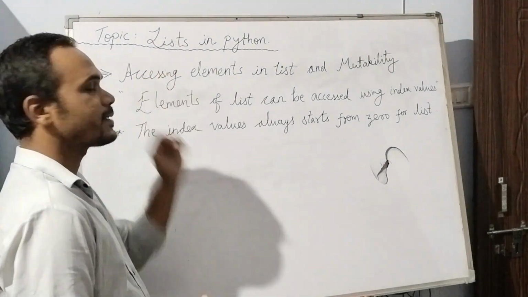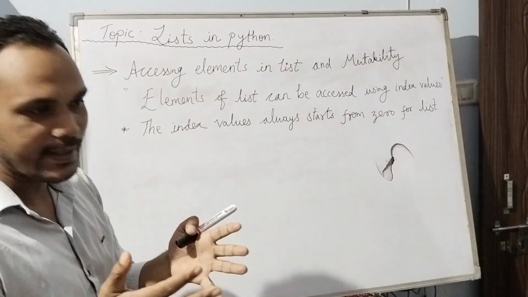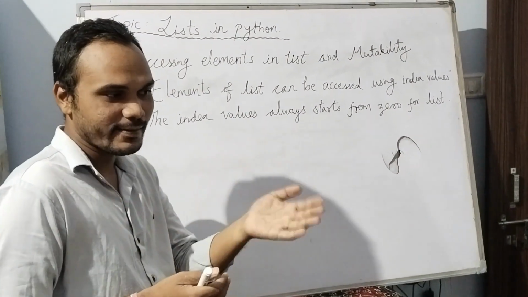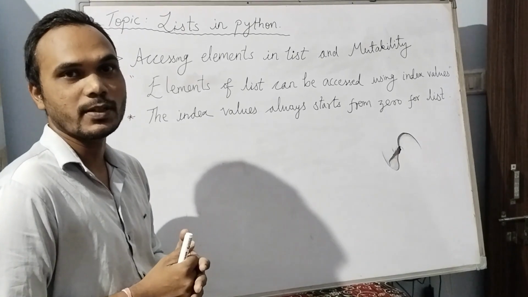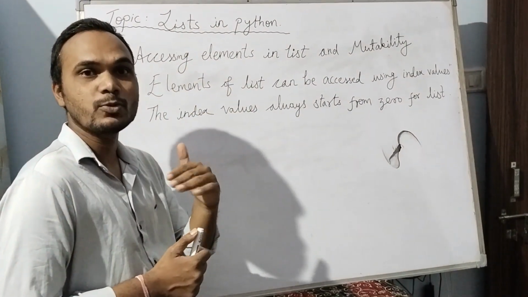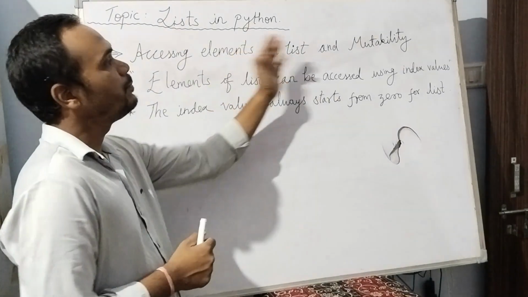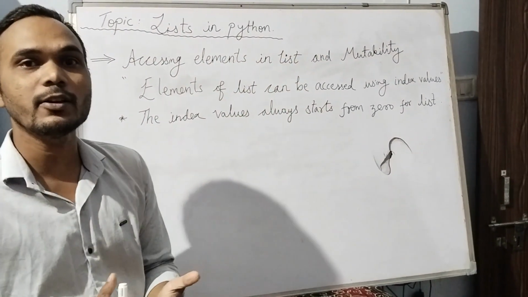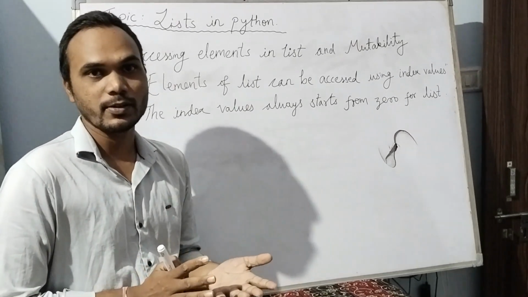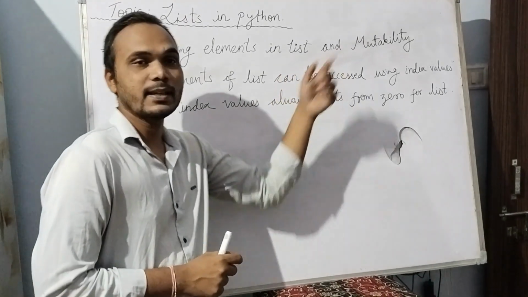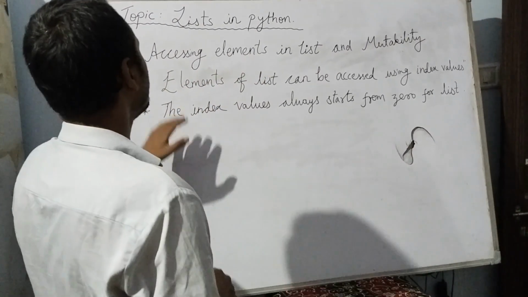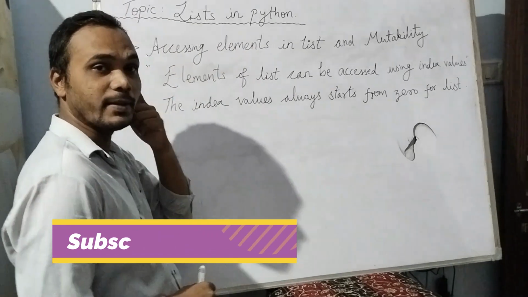The first point, accessing. What actually is accessing? Accessing means to reach the elements, to extract the data as per the user requirement. That is known simply as accessing. Accessing means to reach, and mutability means the behavior of customization, or modification. Whether the list can be modified or not, that is the mutability.